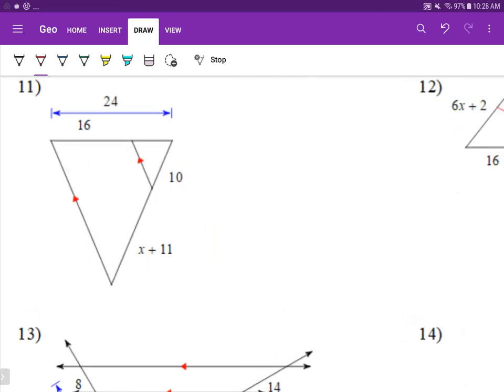Oh yeah, I'm not on your assignment yet. These are just my examples in the notes.